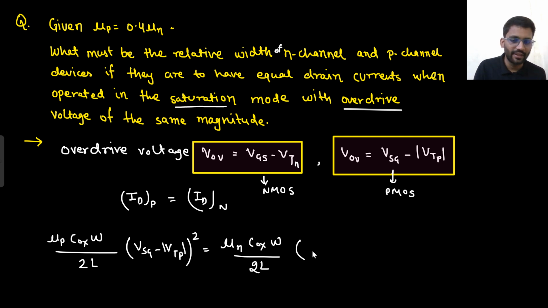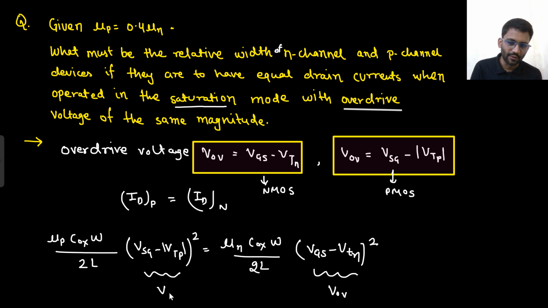Mu n Cox W by 2L, VGS minus VTN square. Now what is this? VOV. And what is this? VOV only. Both are equal. But here W by L is not equal, because they are asking the relation between the width of n channel and p channel. So this W by L is not equal.